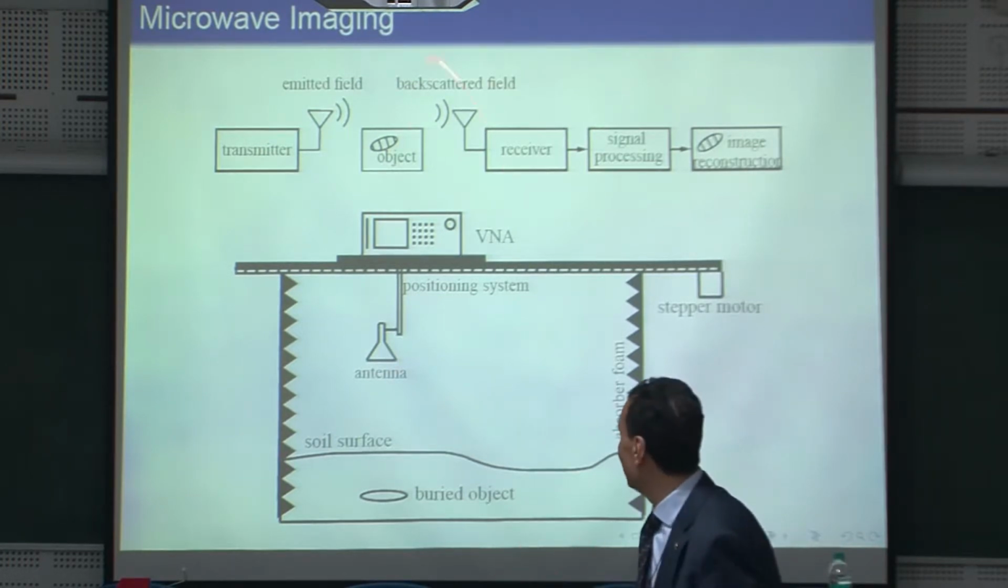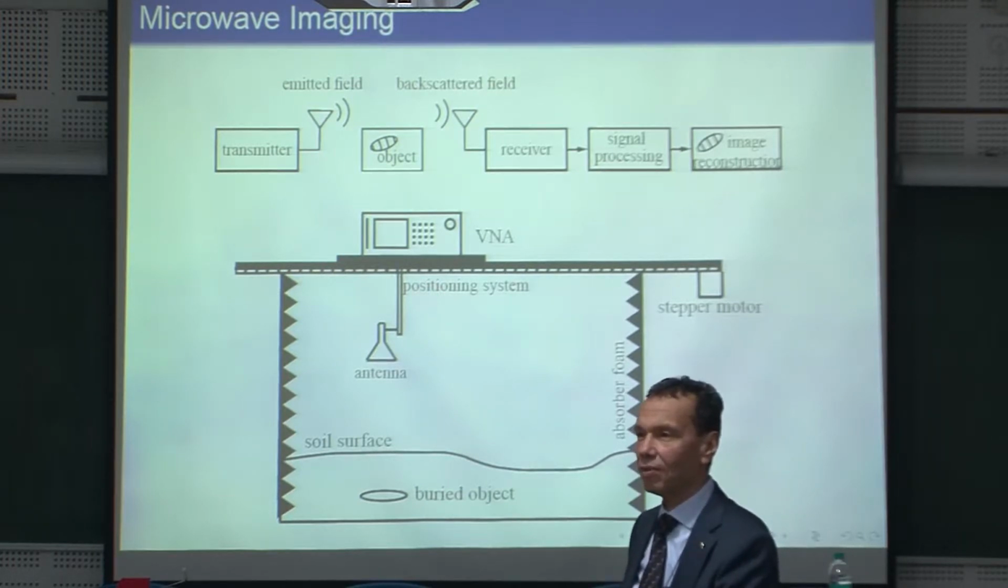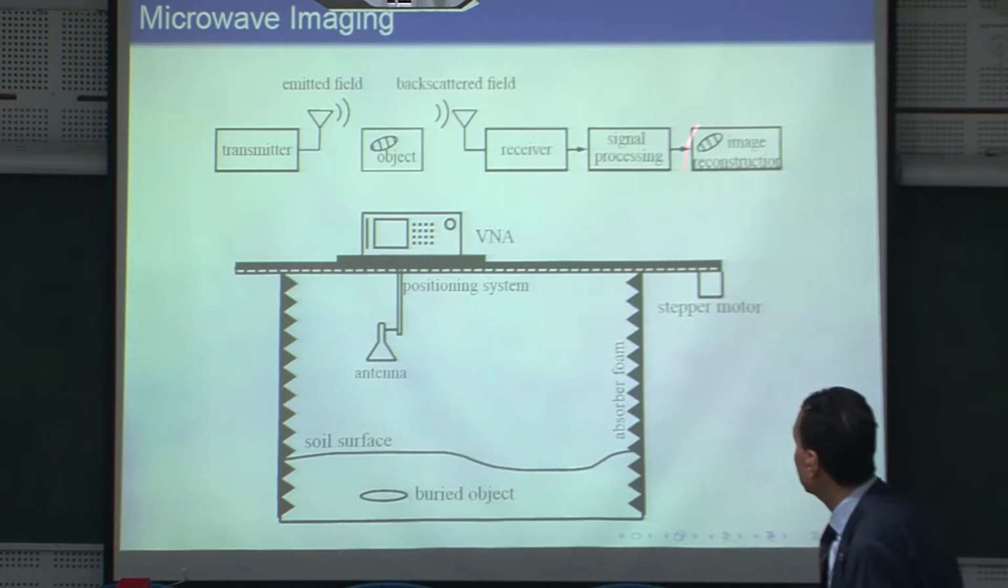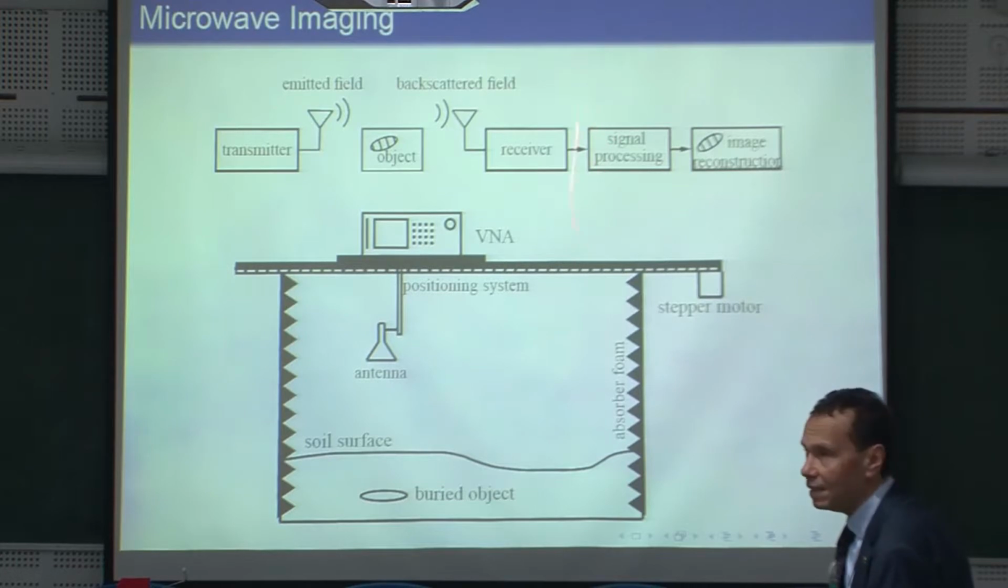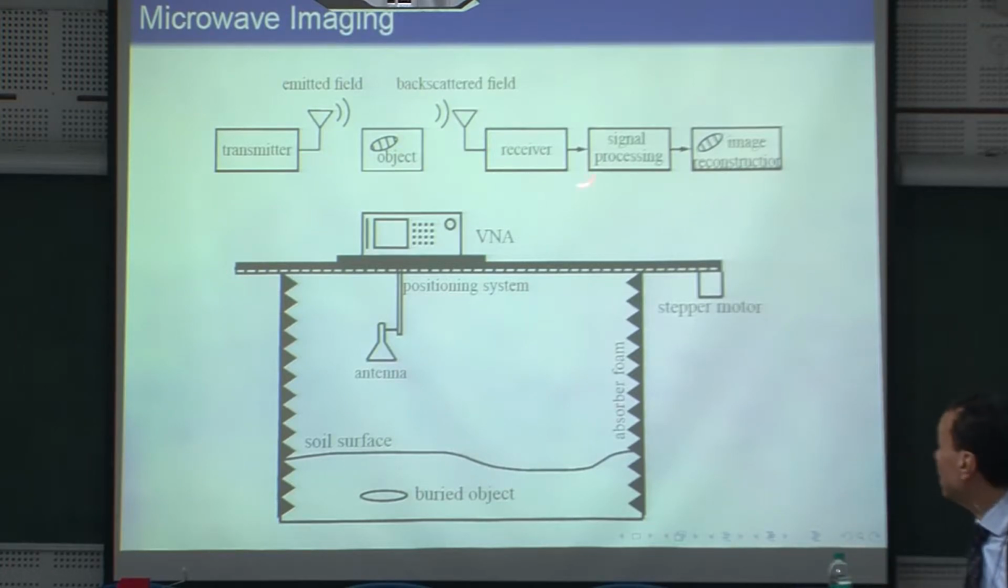It is here. So I will show you now maybe an example of how to get the results from the network analyzer and how to process them. The signal processing, and this is the image reconstruction. After you digitize, you start to take samples and you perform everything in the digital domain.